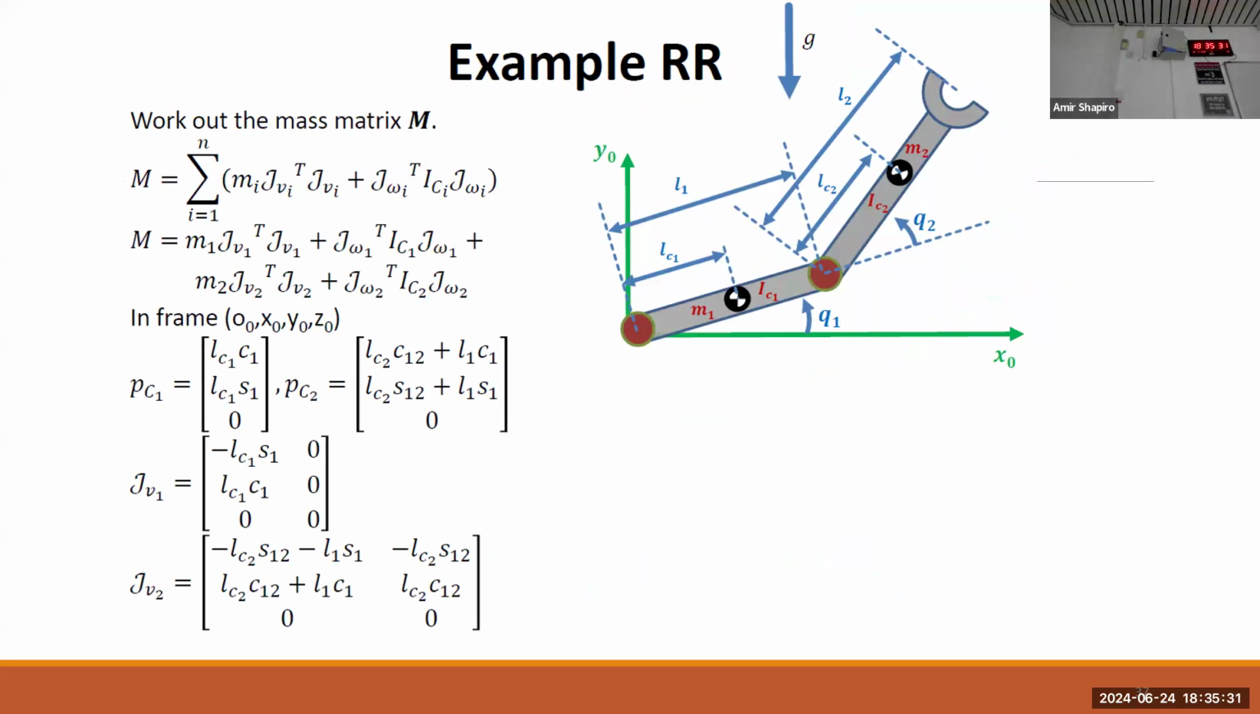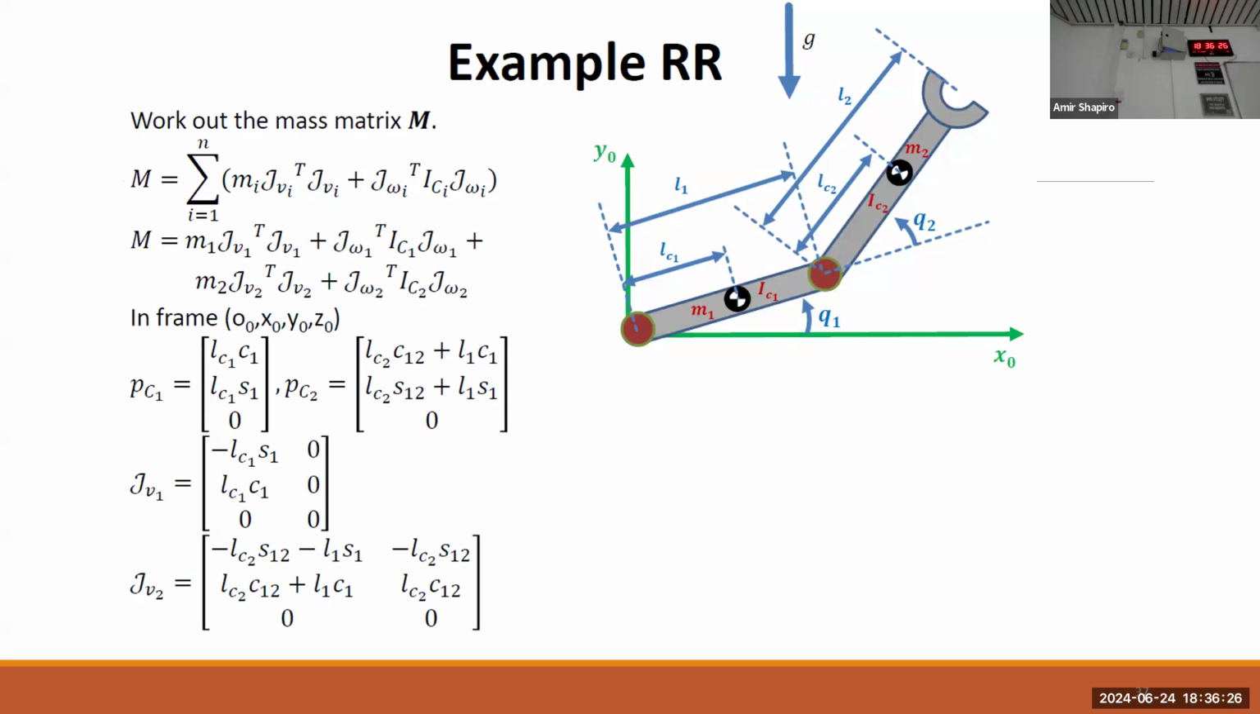We have two links. The location of the center of mass of the first link is LC1 cosine theta 1, LC1 sine theta 1, and the location of the center of mass of the second link is LC2 cosine of theta 1 plus theta 2 plus L1 times cosine theta 1. So this is the projection of L1 plus the projection of LC2 on the x-axis. And then L1 sine theta 1 plus LC2 sine of theta 1 plus theta 2.